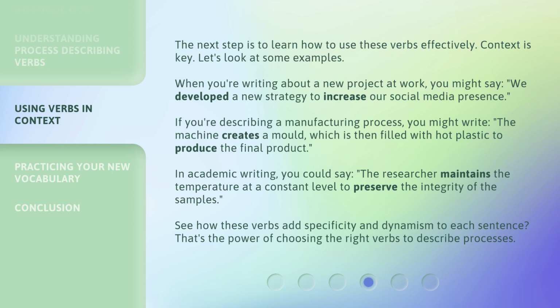When you're writing about a new project at work, you might say, "We developed a new strategy to increase our social media presence." If you're describing a manufacturing process, you might write, "The machine creates a mold, which is then filled with hot plastic to produce the final product."